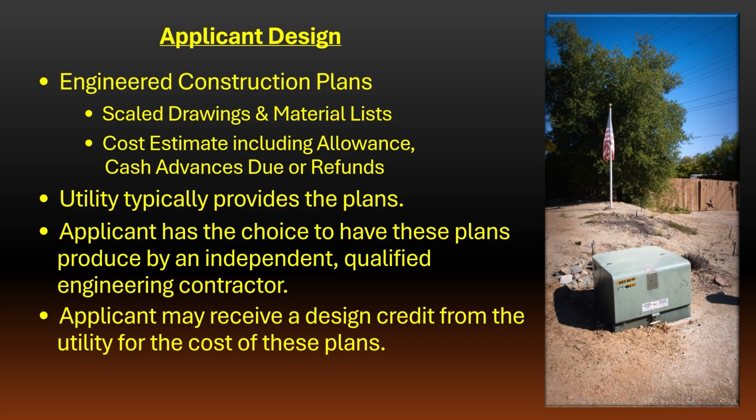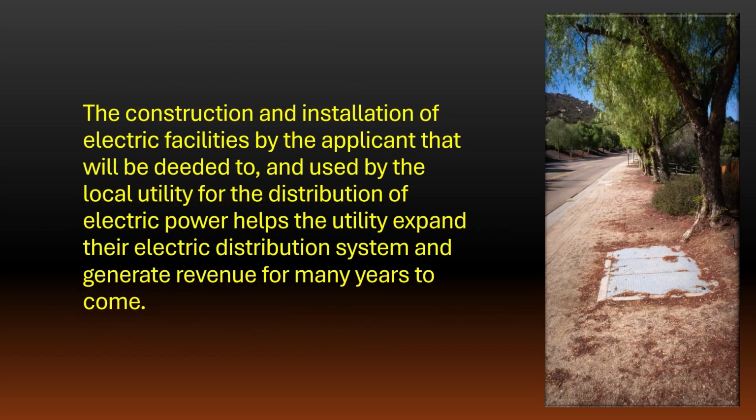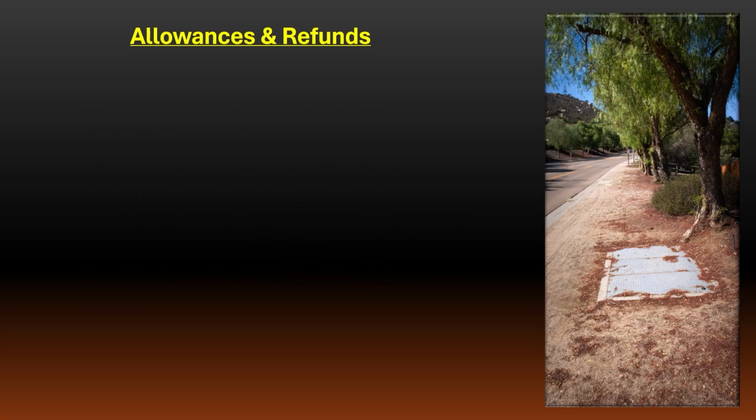We'll cover this more in the examples. The construction and installation of electric facilities by the applicant that will be deeded to and used by the local utility for the distribution of electric power helps the utility expand their electric distribution system and generate revenue for many years to come. In recognition of this, the utility will assist the applicant with the cost of the construction and installation of the required facilities by granting an allowance.